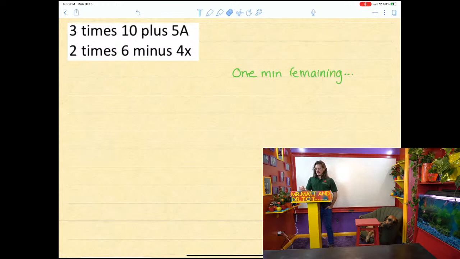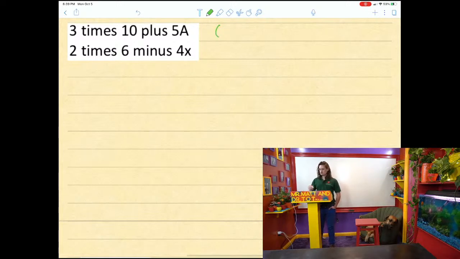Okay, so let's look at these guys. We have 3 times 10 plus 5a. I'm going to use parentheses to indicate the multiplication here: 3 times the quantity 10 plus 5a. 3 times 10 is 30, so this will simplify into 30 plus 5a. If you have any questions, please let me know.